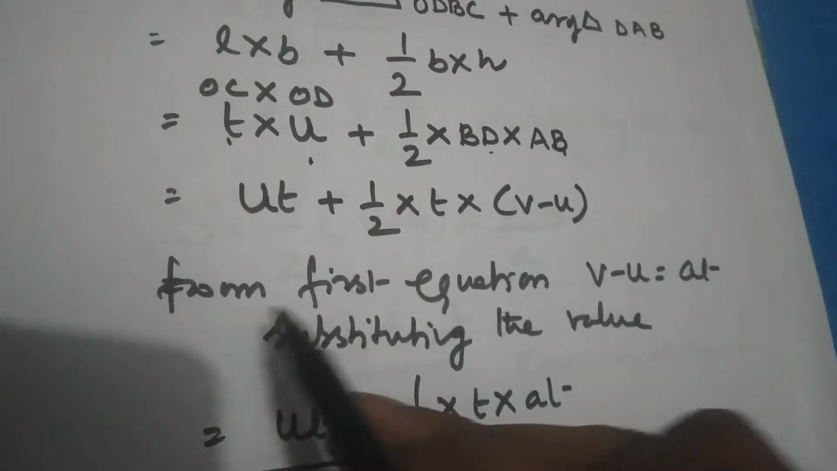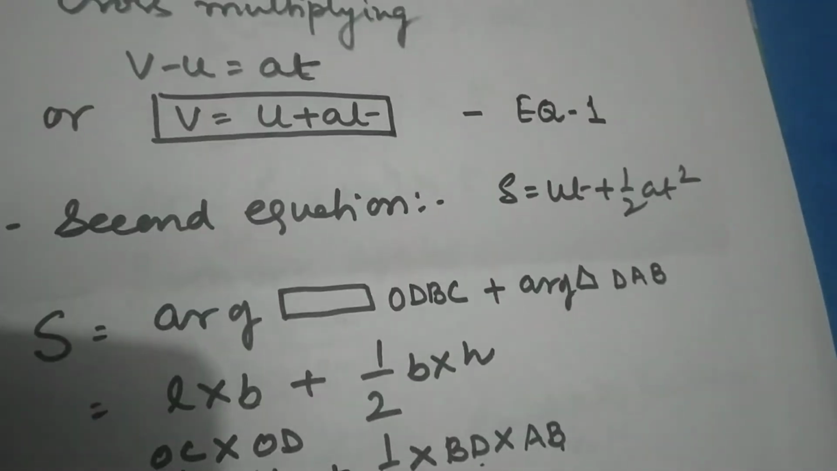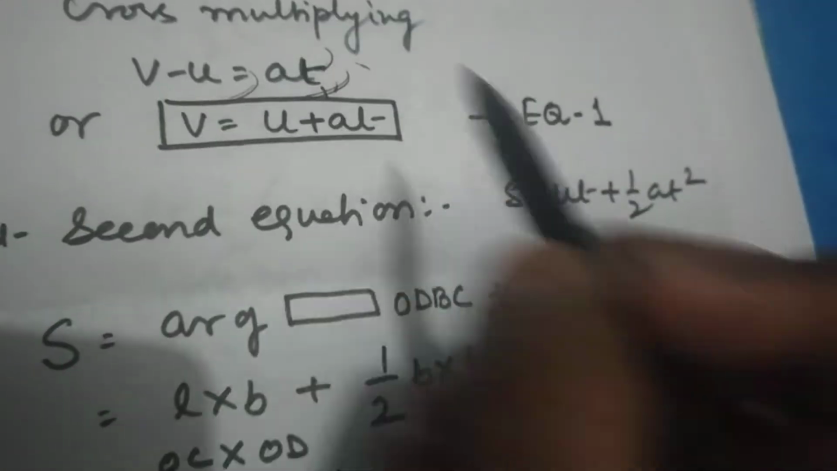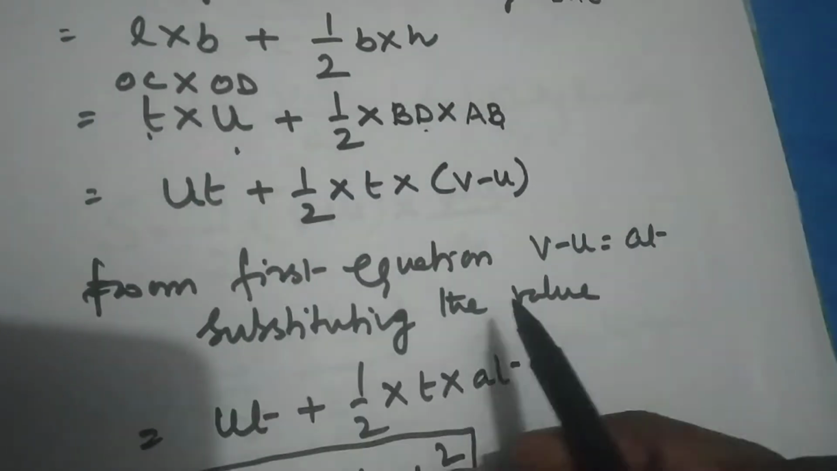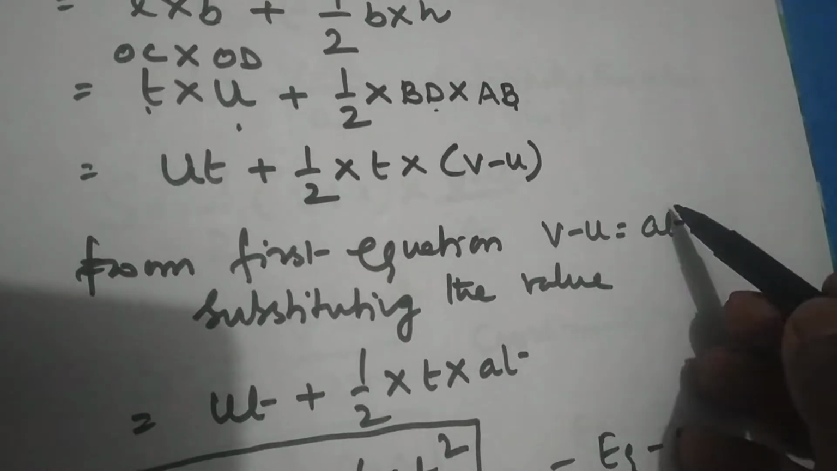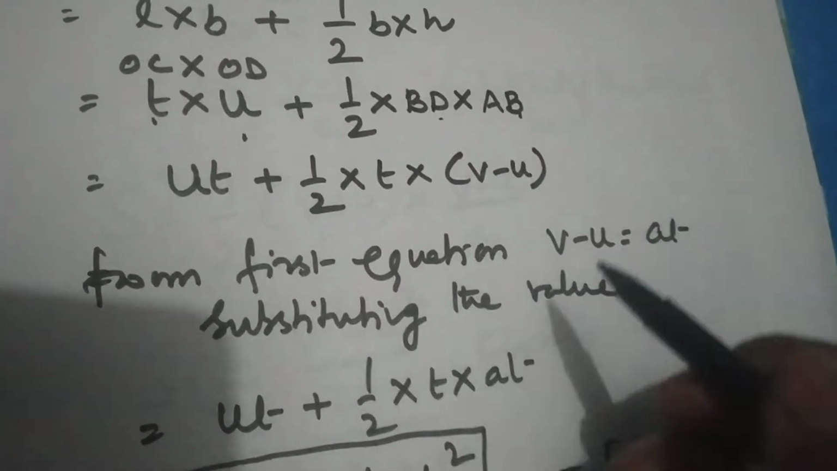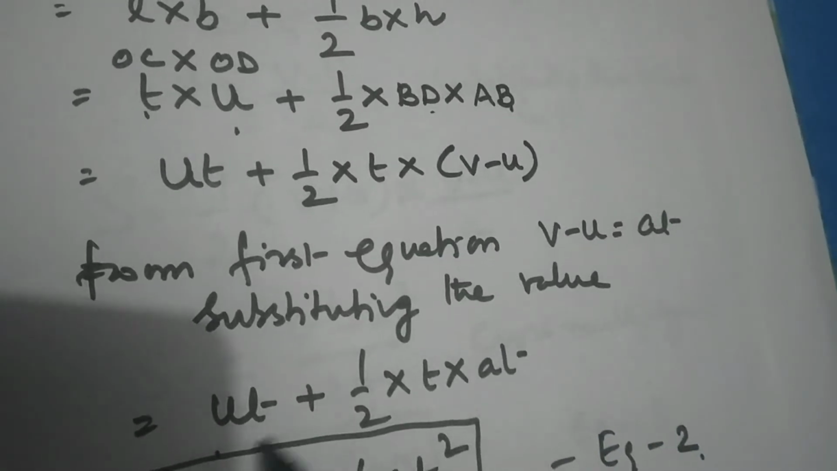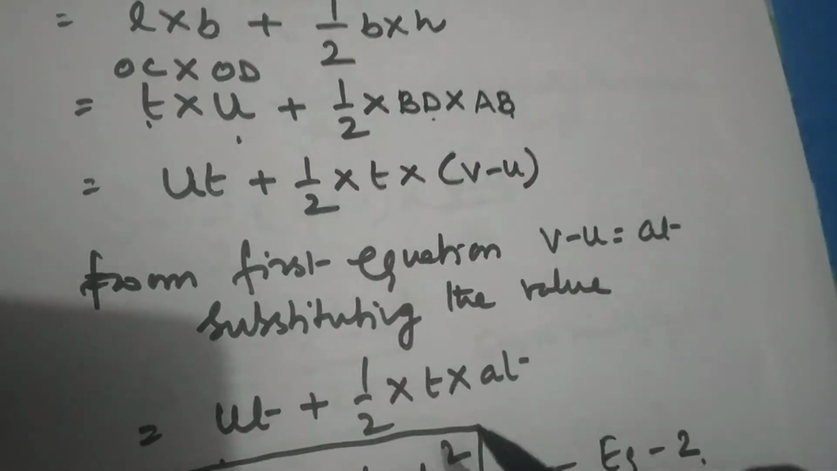So from the first equation, already you have seen V minus U is equal to 80. So by using the first equation, we are going to put V minus U is equal to 80 here. And the rest will remain as it is. UT plus half T as it is.